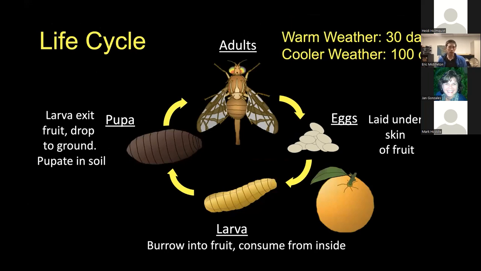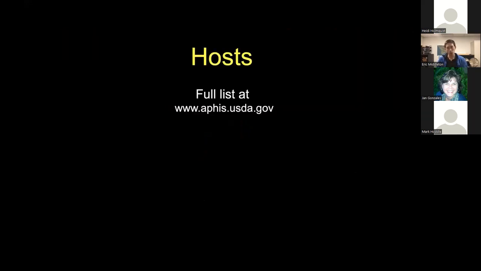So this entire life cycle here in Southern California can basically happen continuously. So it doesn't necessarily stop when it gets colder. In warm weather, so say during the summer, it's going to take around 30-ish days. And then when it gets to cooler weather, it can take 100 days or maybe even a little bit longer. All of it's very temperature dependent, but they can reproduce year round in an environment that we have here in Southern California.